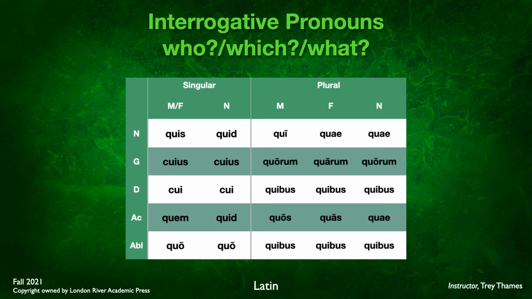Now here, the chart is basically the exact same thing which you learned previously. The differences here are nominative singular. Instead of qui for masculine, it's quis. And in neuter, instead of quod, it's quid.